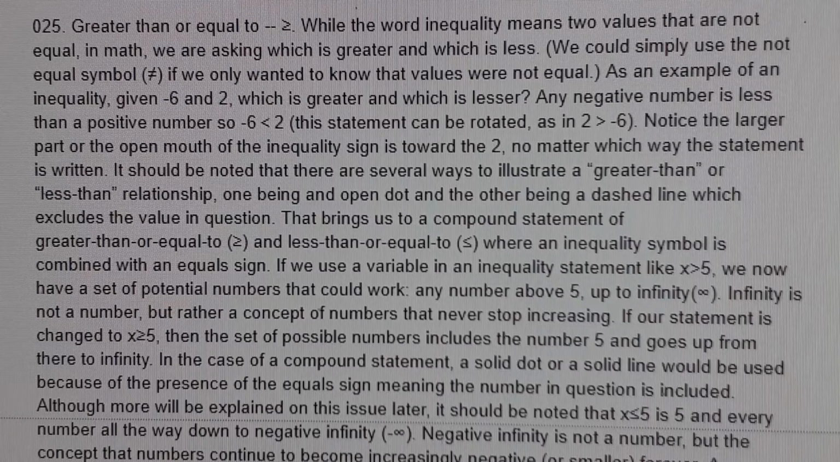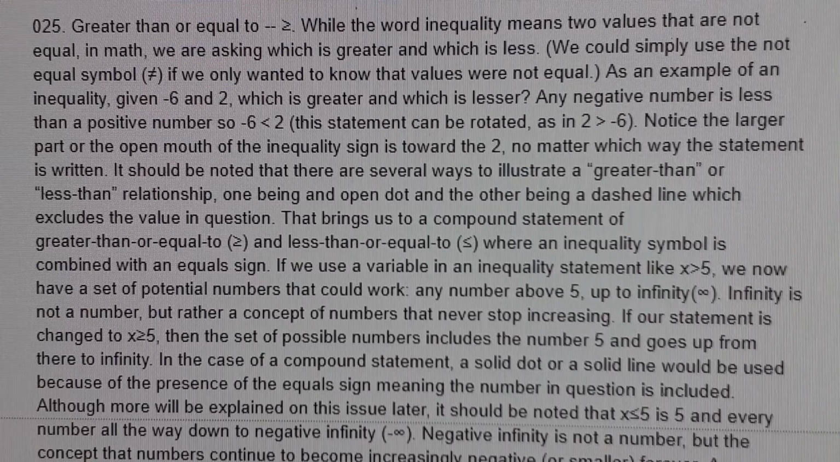If we use a variable in an inequality statement like x is greater than 5, we now have a set of potential numbers that could work. Any number above 5 up to infinity. The infinity symbol is an 8 laying down on its side. Infinity is not a number, but rather a concept of numbers that never stop increasing. If our statement is changed to x is greater than or equal to 5, then the set of possible numbers includes the number 5 and goes up from there to infinity.